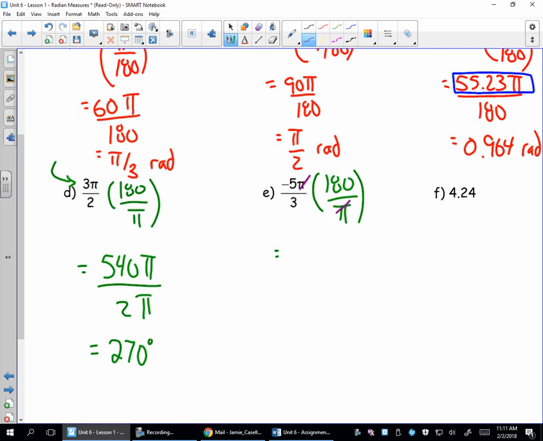I'm going to cancel the pi's right off the bat. Okay, we get negative 5 times 180. So that's negative 900 over 3. In other words, negative 300 degrees. And you may remember from rotation of trigonometry in grade 11, negative angles means you just go clockwise instead of counterclockwise. Like the decimal degree ones, you could also have decimal radians.